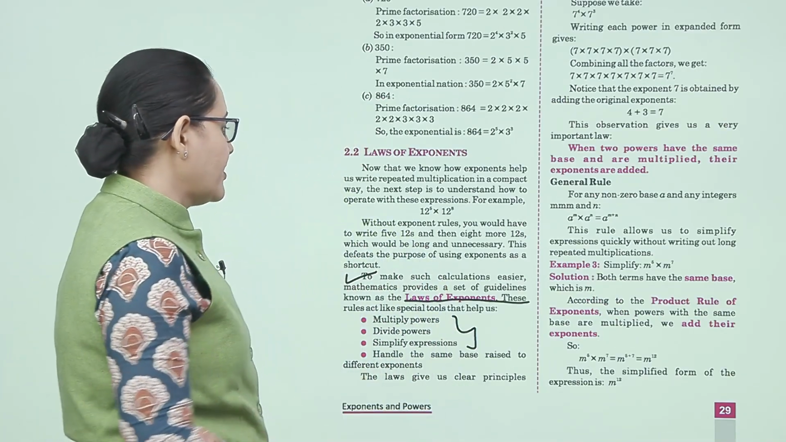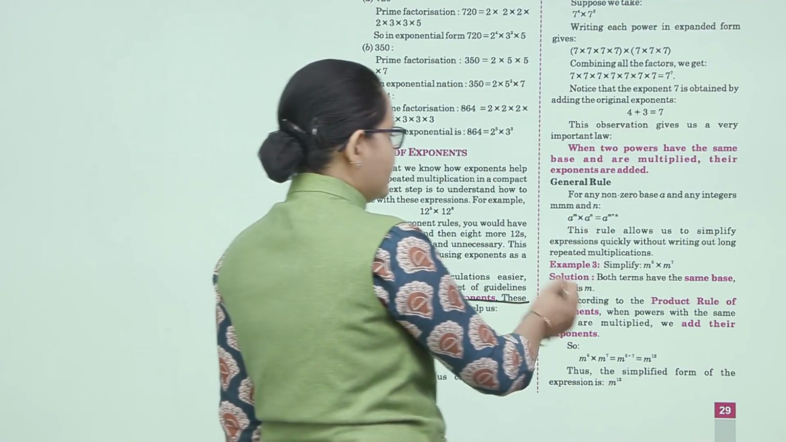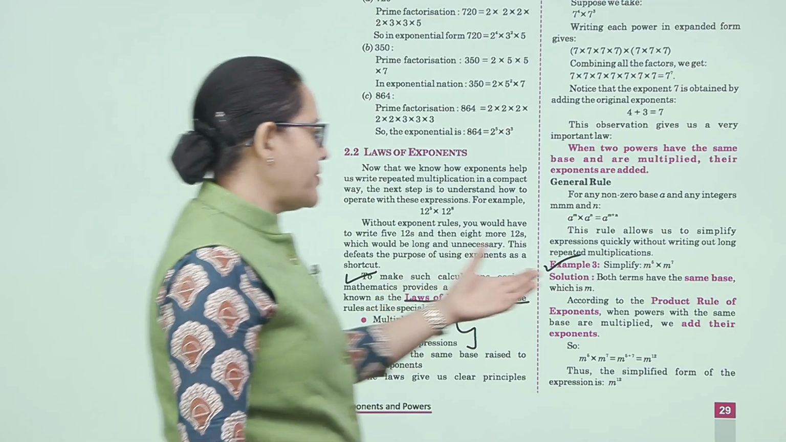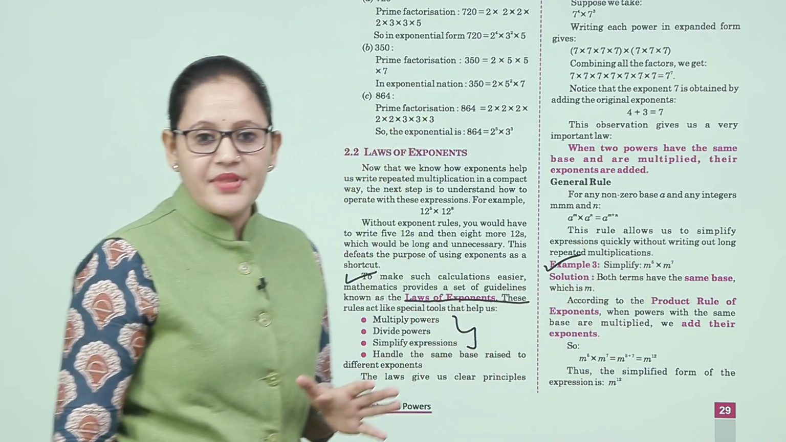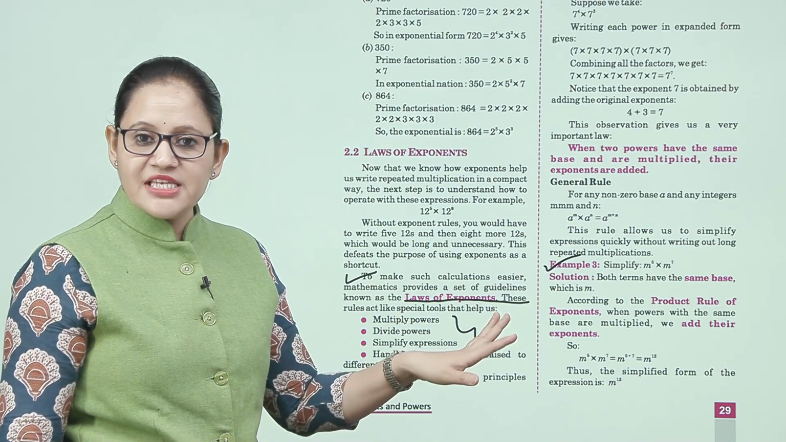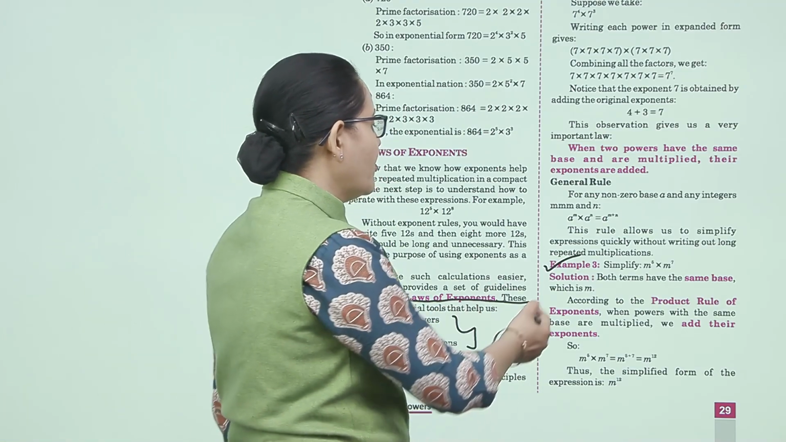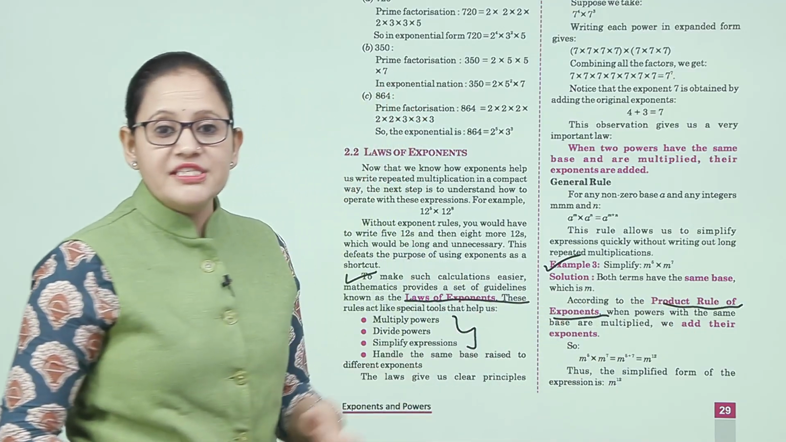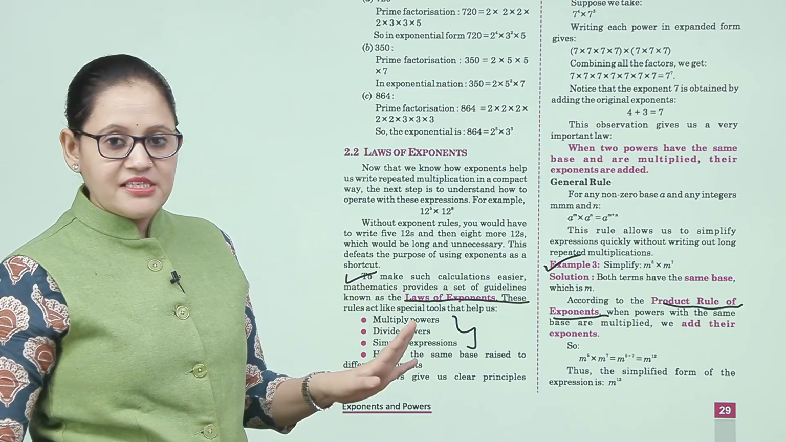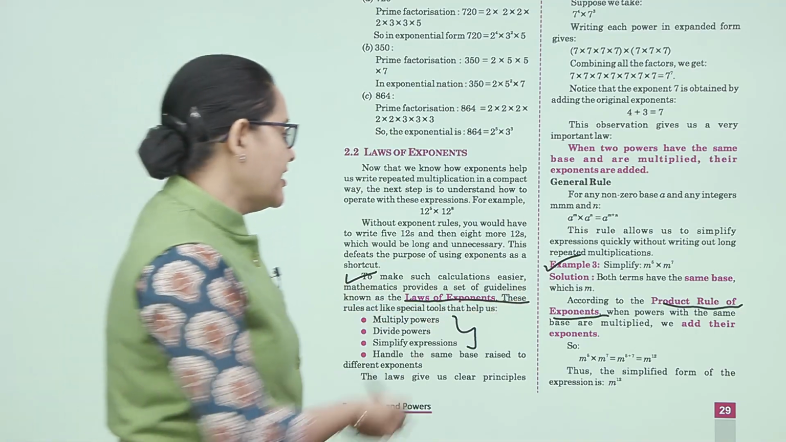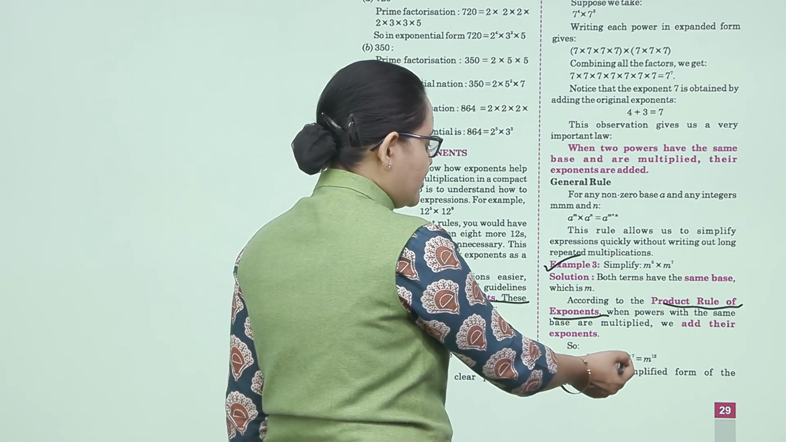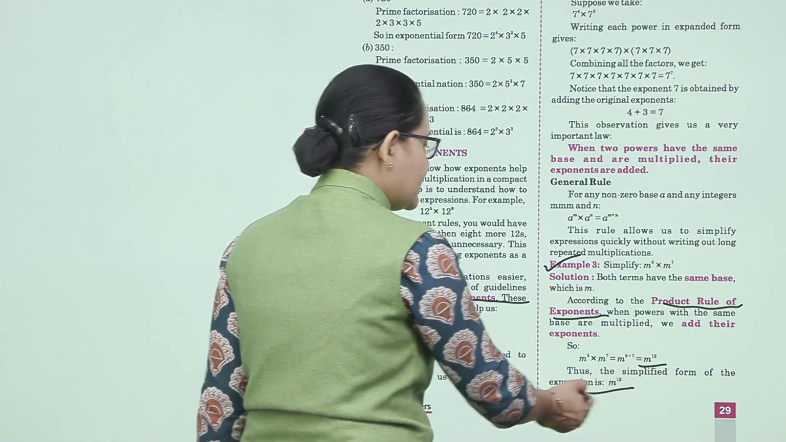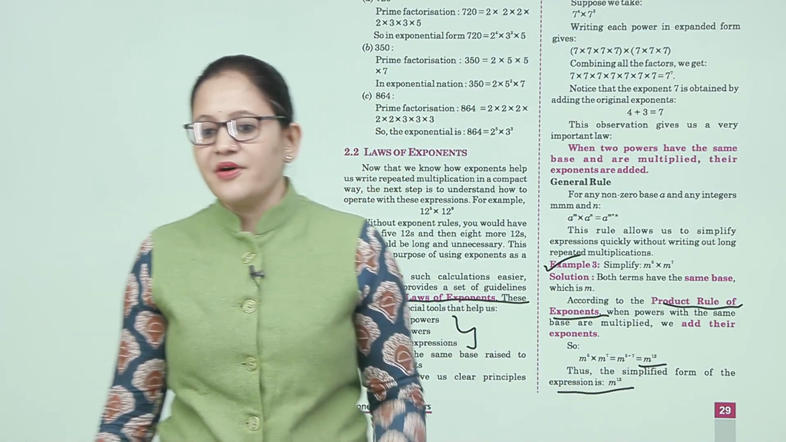Now, we will take an example here. Simplify m to the power 5 multiplied by m to the power 7. Both the terms have the same base, that is m. So, according to the product rule of exponents, when powers of the same base are multiplied, we will add their exponents. So, m to the power 5 plus 7, m to the power 12. Thus, the simplified form of the expression is m to the power 12.